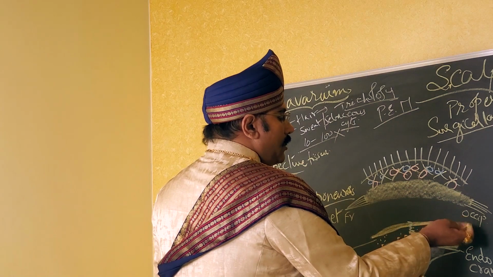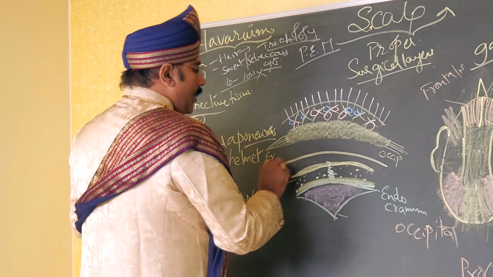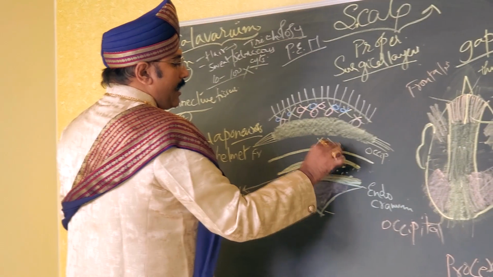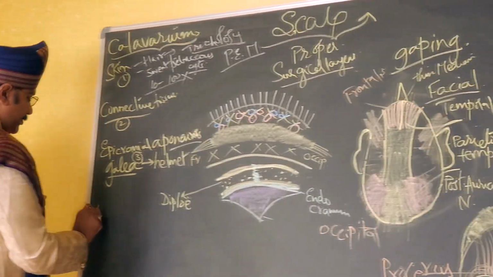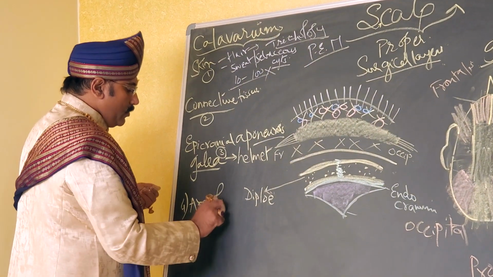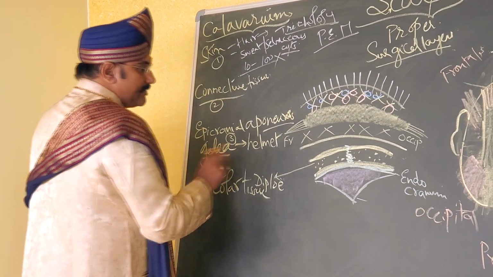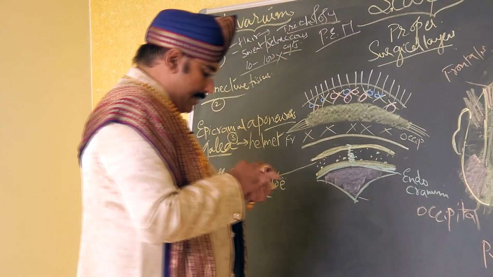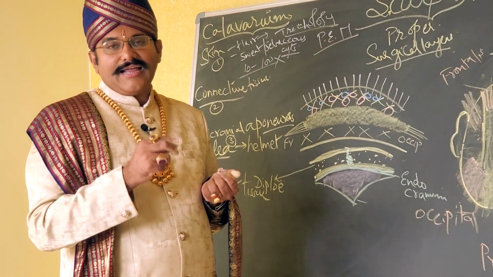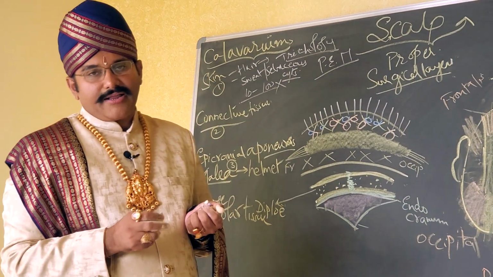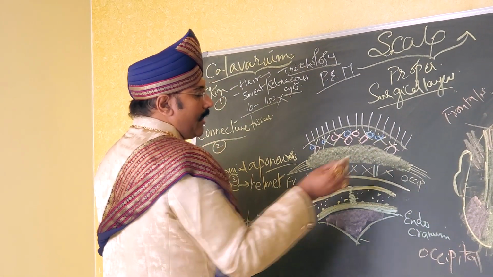Now we have the fourth layer, and the fourth layer is nothing but the loose areolar tissue. The name itself suggests that areolar tissue is present. We write the word loose because it has lots of space. Now please observe, we have talked about emissary veins. Do you remember emissary veins? The veins which connect the extracranial compartment with the intracranial compartment. So those emissary veins are present in the loose areolar tissue.